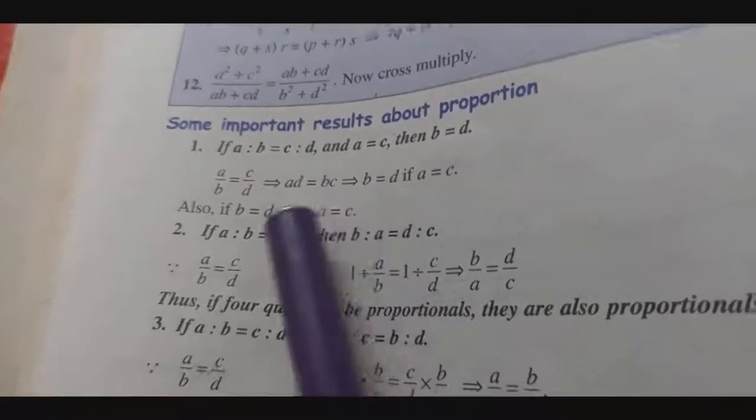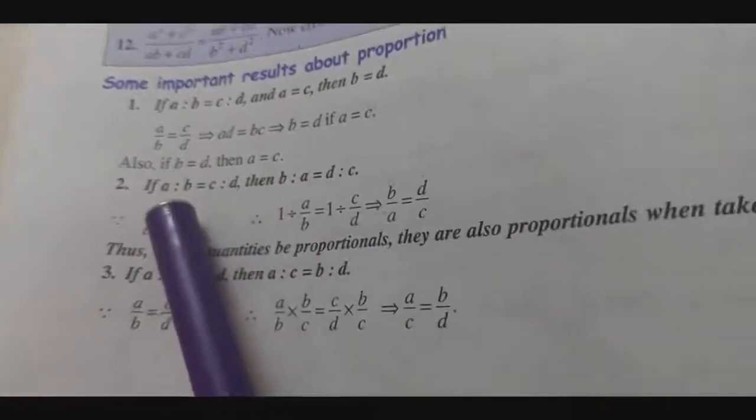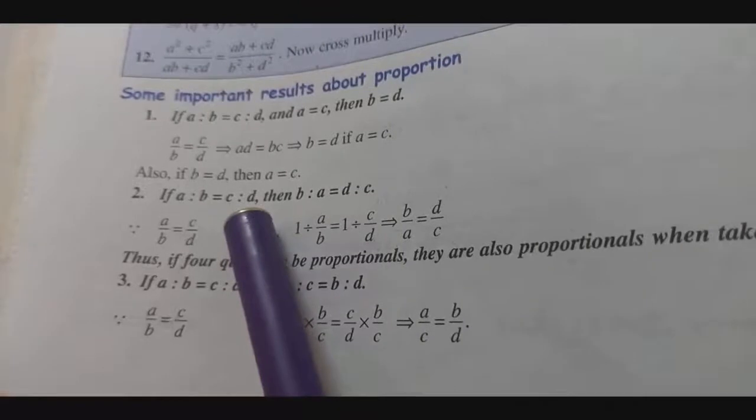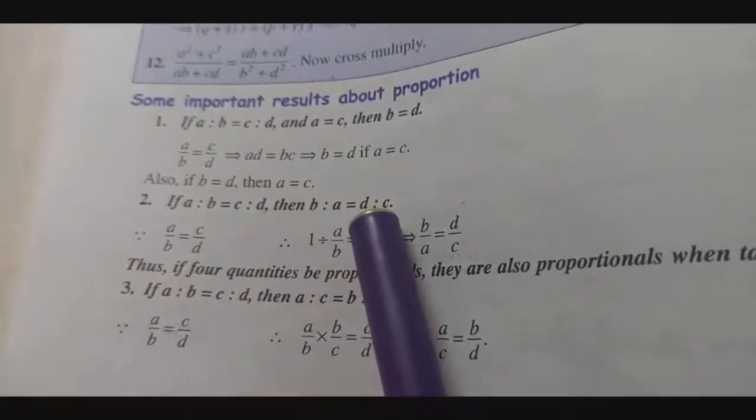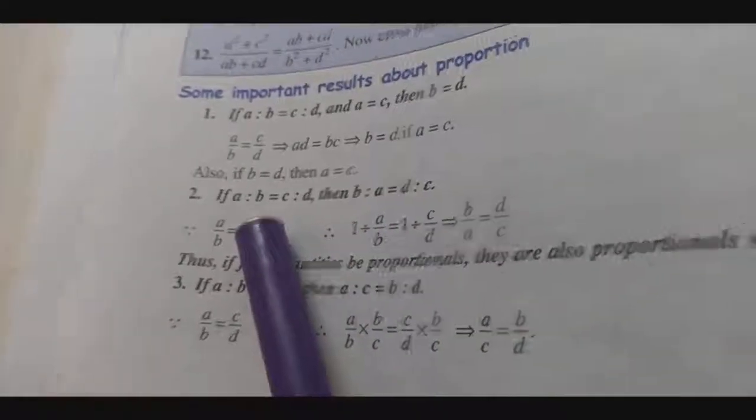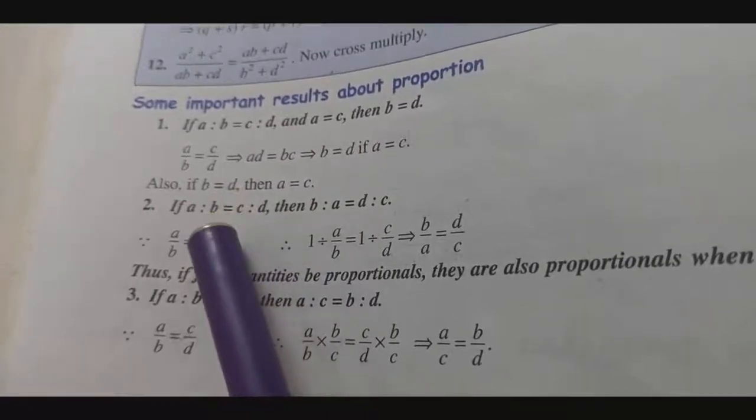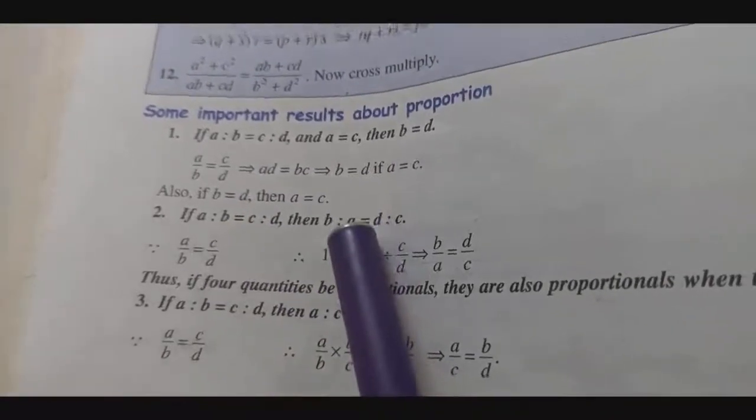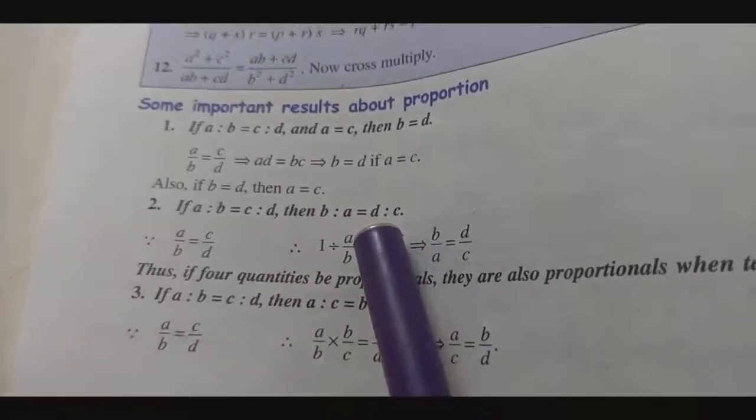The second result is, if A ratio B is equal to C ratio D, then B ratio A is equal to D ratio C. So you can see this is nothing but the reciprocal of our result, like A ratio B, then here B ratio A, C ratio D, then here D ratio C.